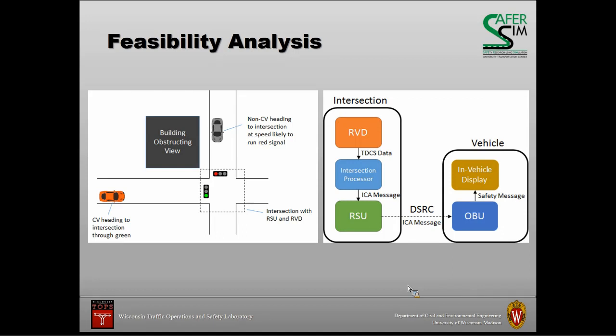The connected vehicle onboard unit picks up this message, and the intersection collision avoidance message is processed in tandem with the connected vehicle's position, speed, and heading on the onboard unit processor to determine if the safety message should be communicated to the driver or not. And if the message needs to be communicated, then the safety message is provided to the vehicle and it's displayed in the vehicle.